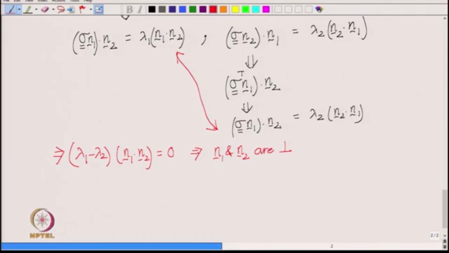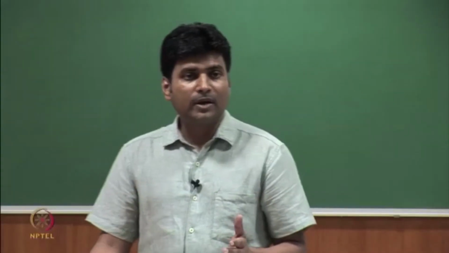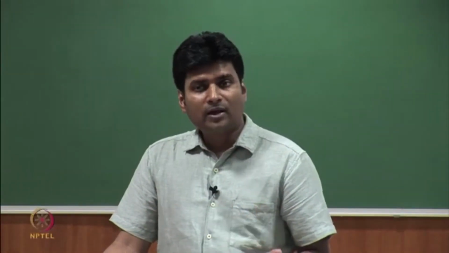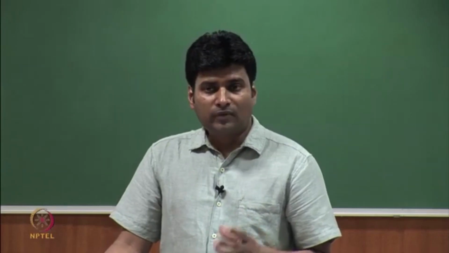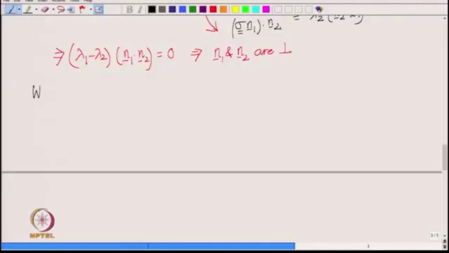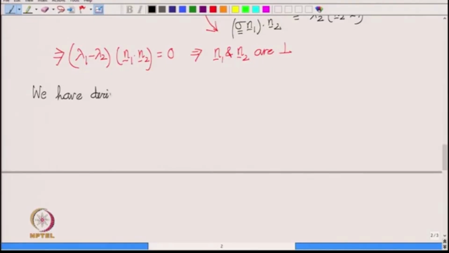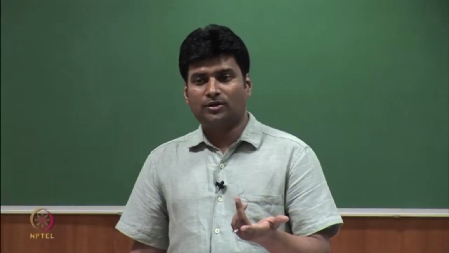Okay, so, that is a very nice derivation, simple. So, for a symmetric matrix, if it has 3 different eigenvalues, then the corresponding eigenvectors will be perpendicular to each other. So, we have derived that the eigenvectors are perpendicular. So, since the eigenvectors are always perpendicular, we can choose them as the basis of our coordinate system.